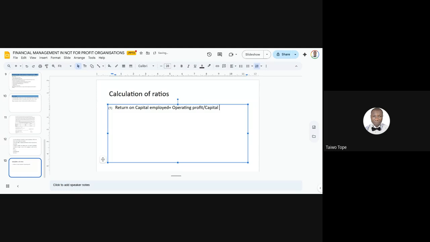I'm using this document from my Gmail, so I don't have time to use my formula tools. So, operating profit divided by capital employed multiplied by 100.